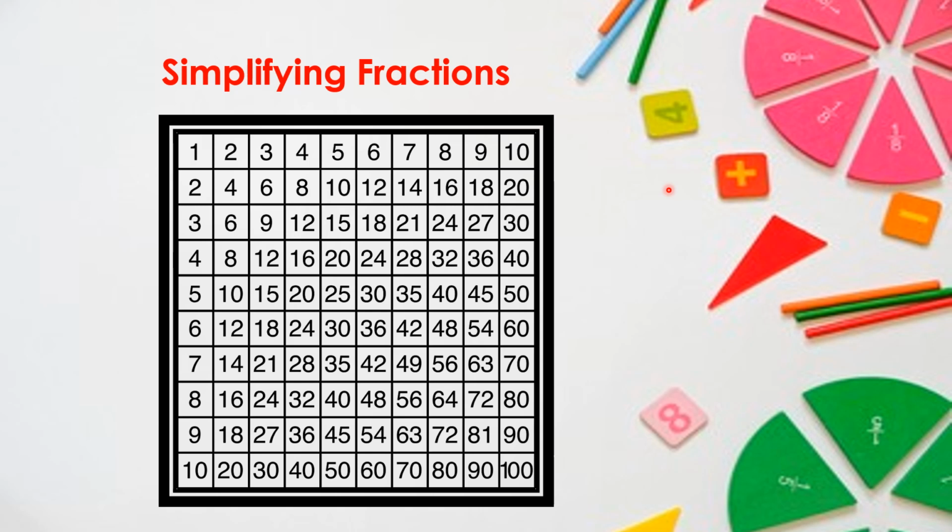To do this activity, first we have to make a 10 by 10 grid. In this, we are going to write the tables starting from 1 to 10. You can see here the first row: 1 1s are 1, 1 2s are 2, 1 3s are 3, and so on till 1 10s are 10. Similarly, the 2 table: 2 1s are 2, 2 2s are 4, 2 3s are 6, 2 4s are 8, 2 5s are 10, till 20.